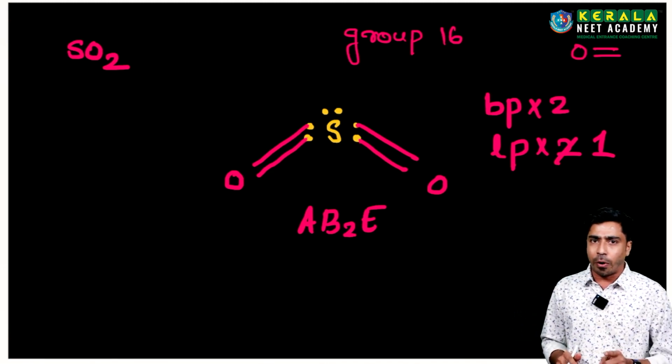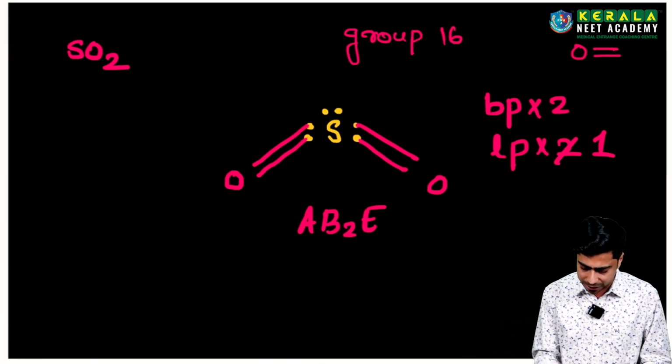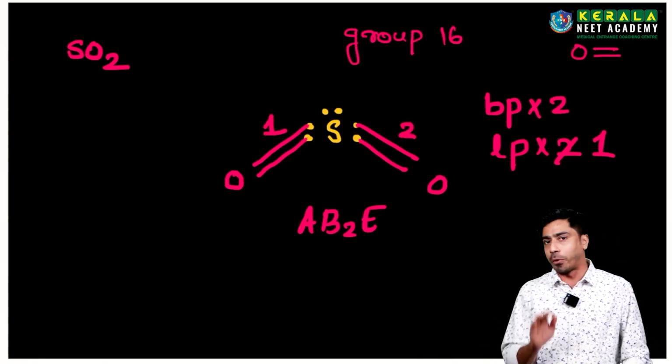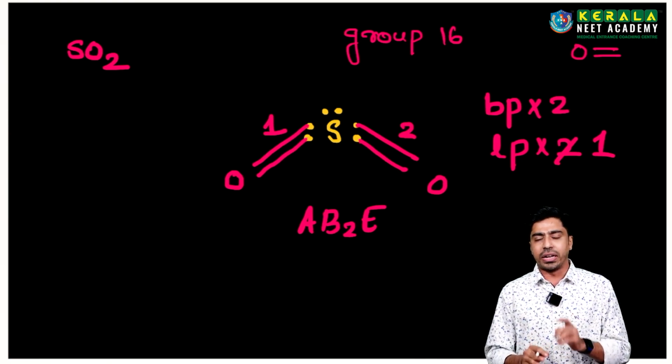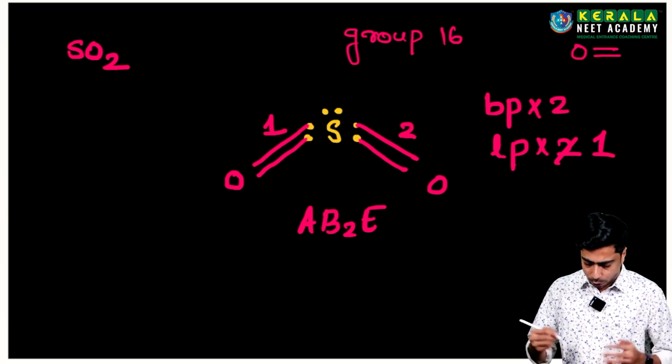Remember, a double bond will be treated as a single bond pair. This double bond will be one bond pair, and this is your second bond pair. Don't take 4 bond pairs. It will be a double bond. You have to treat it as a single electron pair. Okay, so we'll go with more examples.